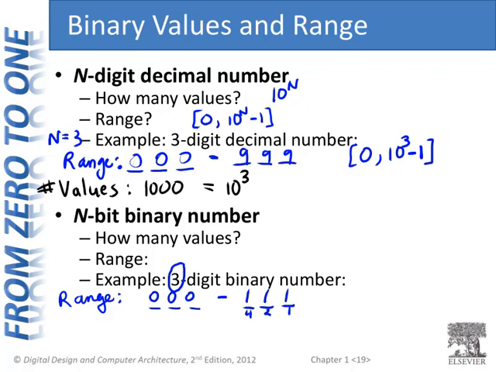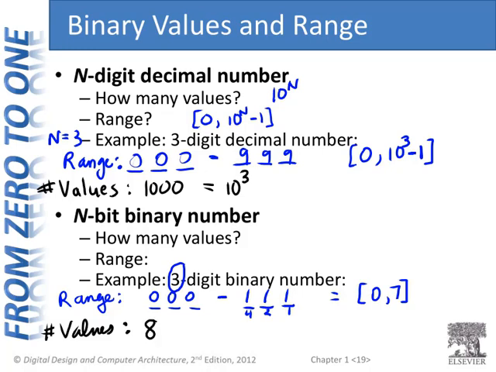So our range is 0 to 7. And the number of values we can represent is, well, let's see, 1 to 7 is 7 different values plus 0. So the number of values is 8.